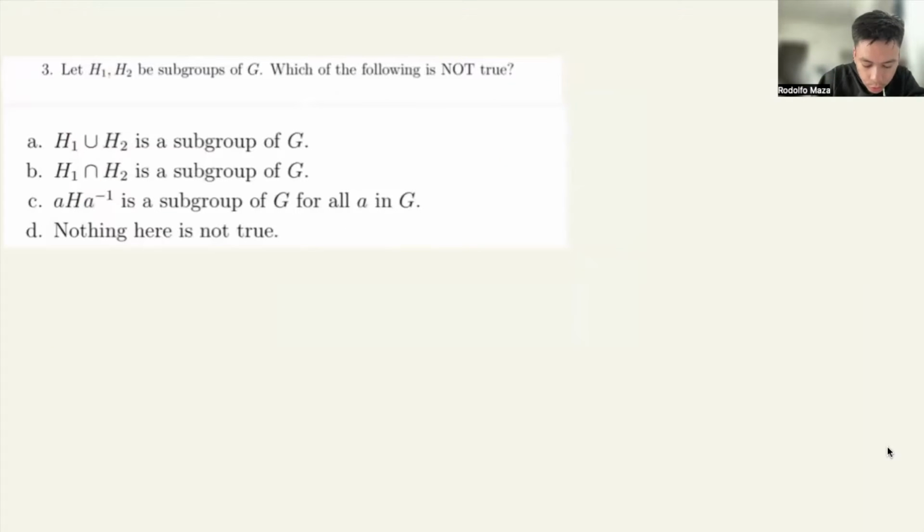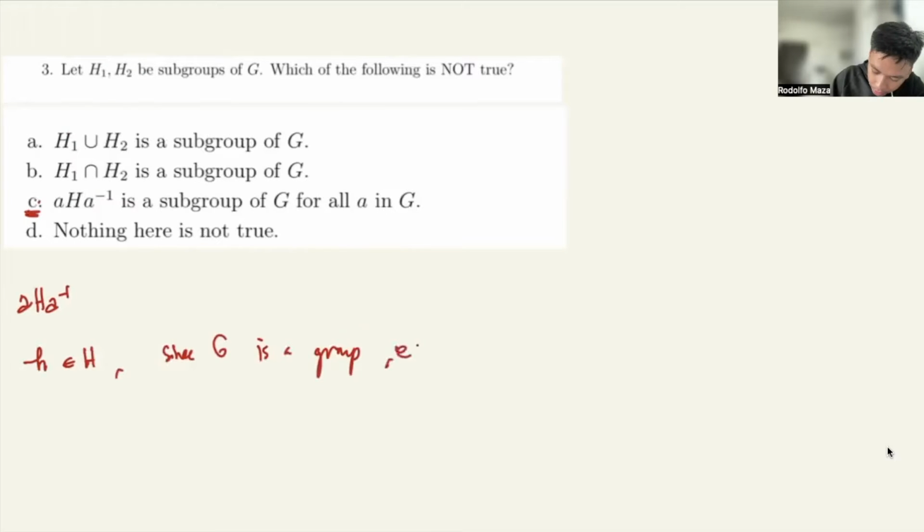Okay, number 3. Let H1, H2 be subgroups of G. Which of the following is not true? Tingnan natin dito kung subgroup siya. Kunin muna natin yung, kasi duda ako for letter C, it's subgroup eh. Kasi isipin mo yung AHA inverse mo. Yung A kasi is galing sa G. So, note that E is an element of H, di ba? So, since G is a group, ibig sabihin pwede E exists in G. So, you can write AEA inverse, and that's an element of AHA inverse. So, therefore, hindi siya empty.